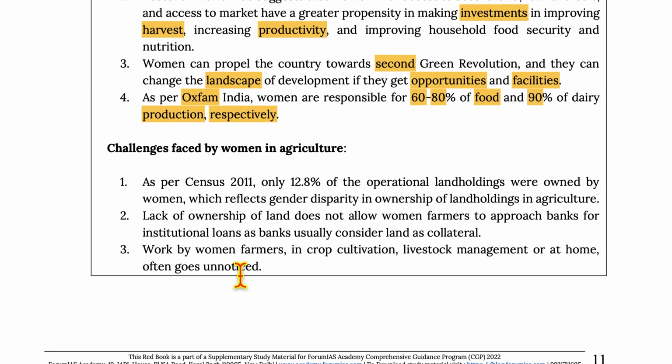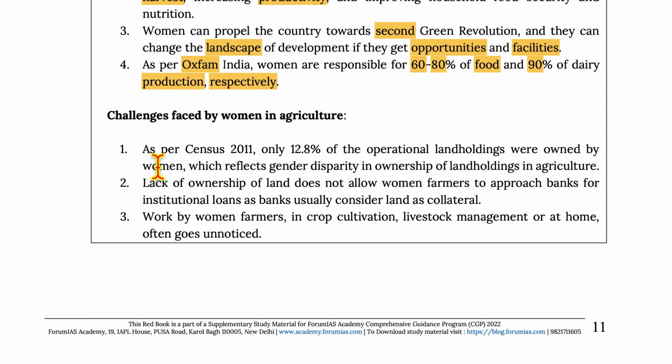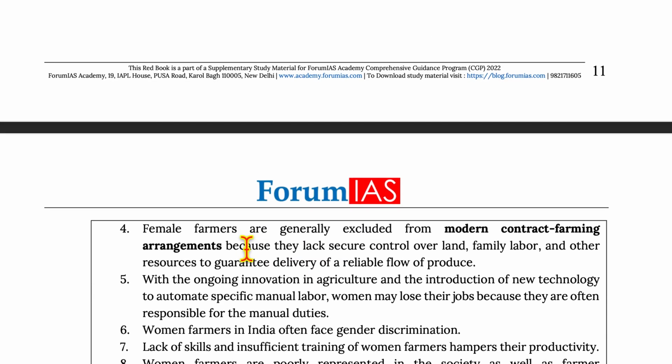Now, the challenges faced by women in agriculture: as per the census of 2011, only 12.8% of the operational landholdings were owned by women, which reflects gender disparity in ownership of land holdings in agriculture. Lack of ownership of land does not allow women farmers to approach banks for institutional loans, as banks usually consider land as collateral. Work by women farmers in crop cultivation, livestock management, or at home often goes unnoticed.